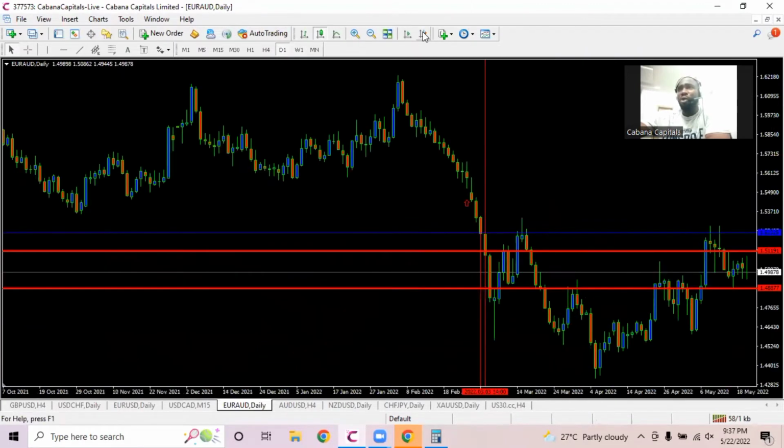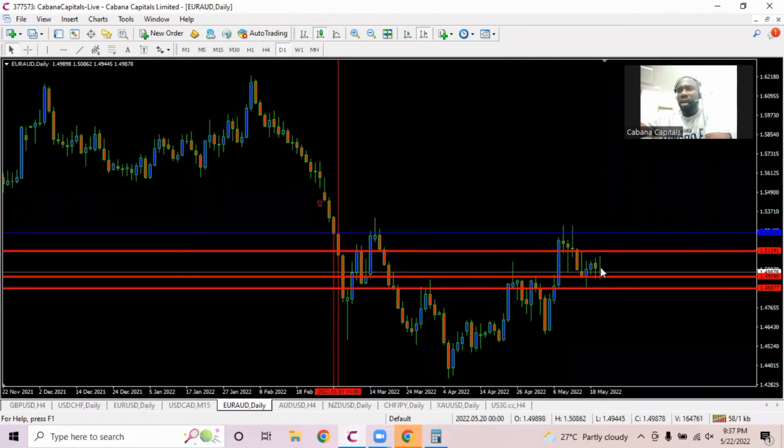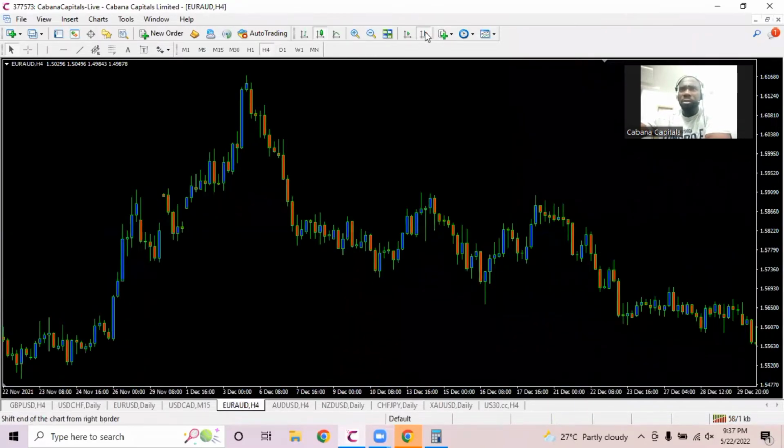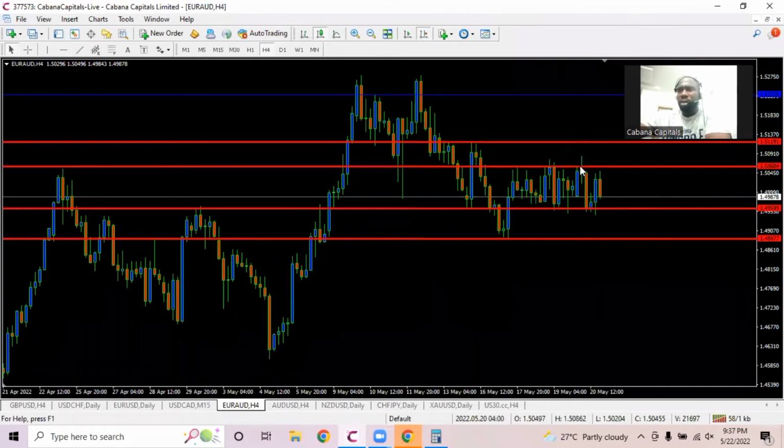So I think we'll work with resistance and support. So on daily, you have a support here. This is a support, right? Then after last Friday candle, let's identify the resistance on, I think we have to do that on 4-hour time frame, right? 4 hour. We're looking for the most recent resistance. So you can see this is the resistance on 4 hour.